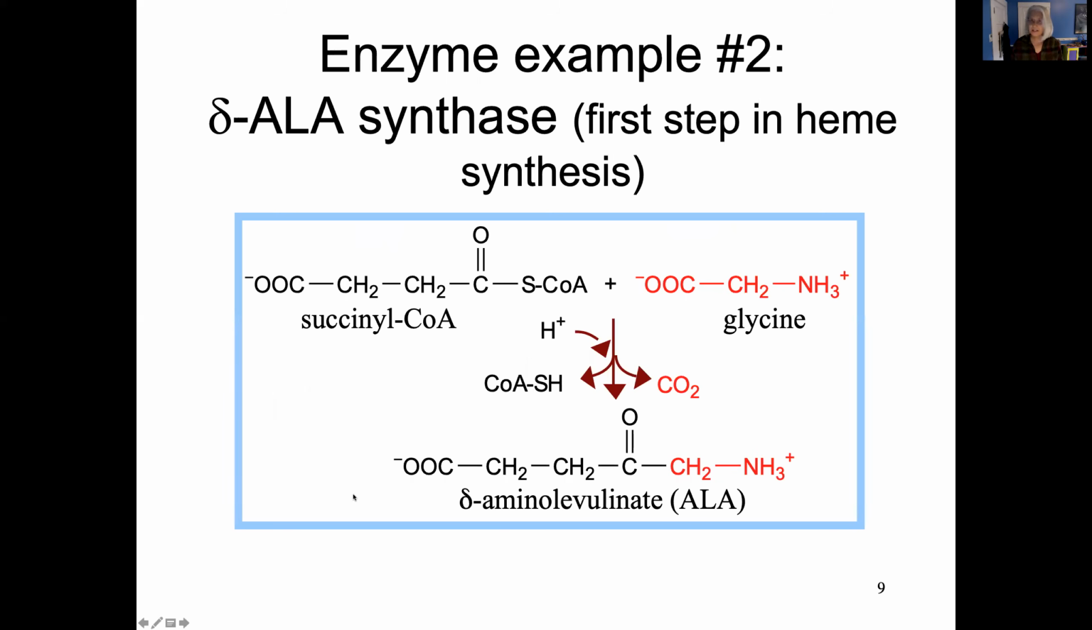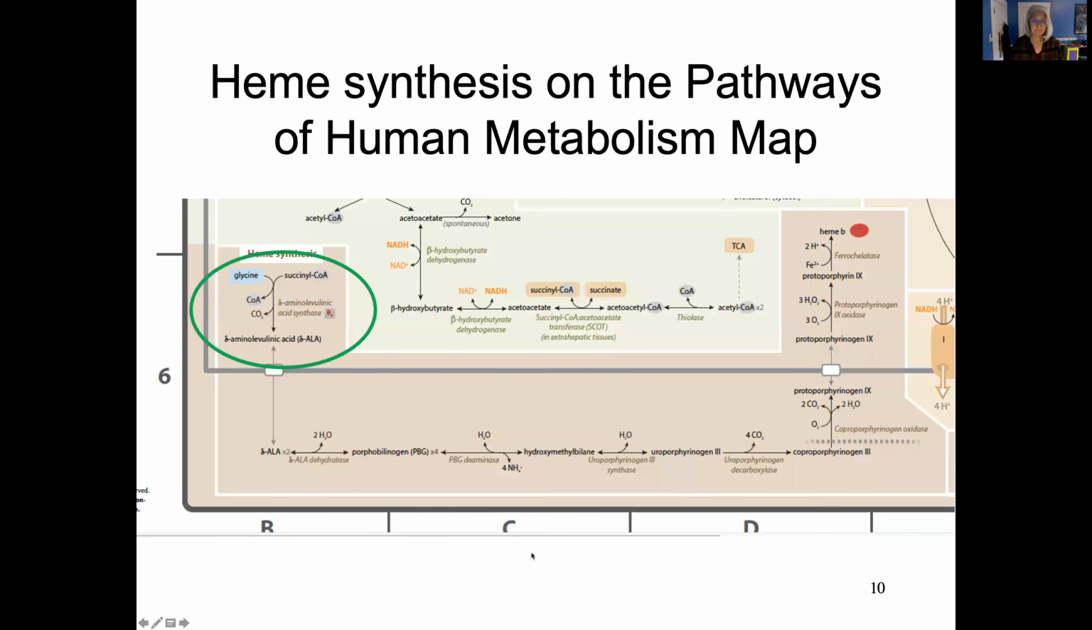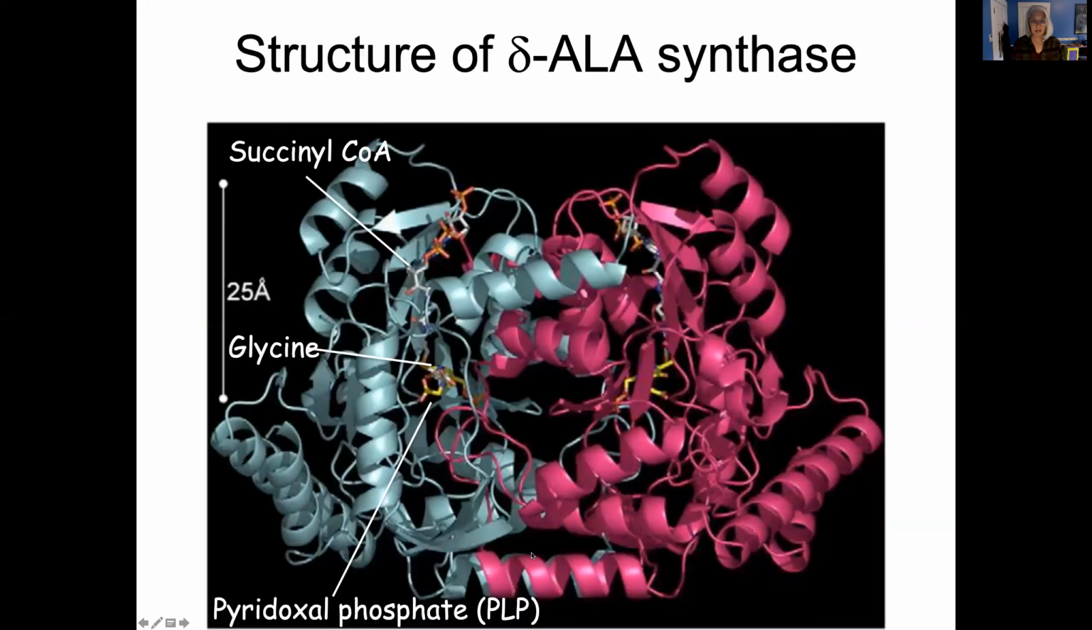Okay, so here's a second enzyme example. This is delta-ALA synthase, and we've talked about this previously. This catalyzes the first step in heme biosynthesis. Okay, it's the enzyme that takes succinyl-CoA and glycine, puts them together, releases coenzyme A and a carbon dioxide to make delta-aminolevulinic acid, or ALA. And here it is on the metabolic map.